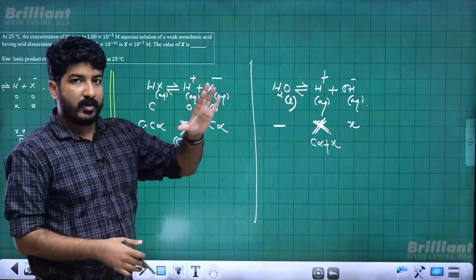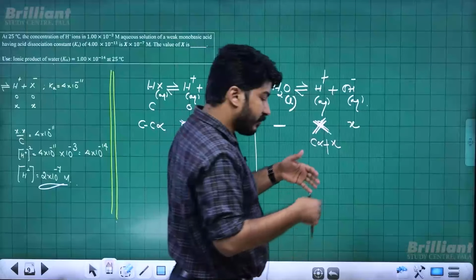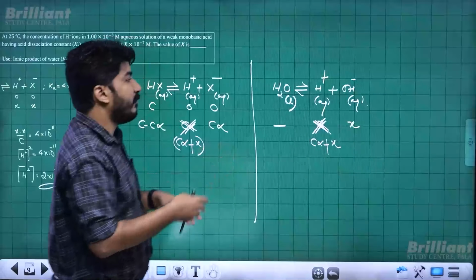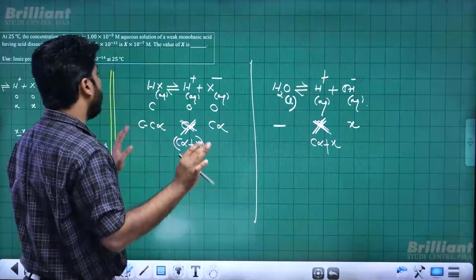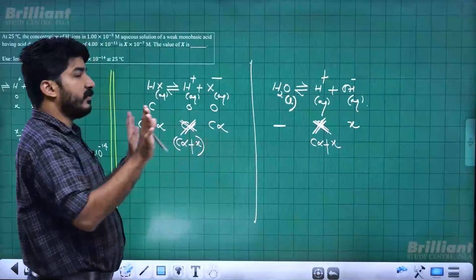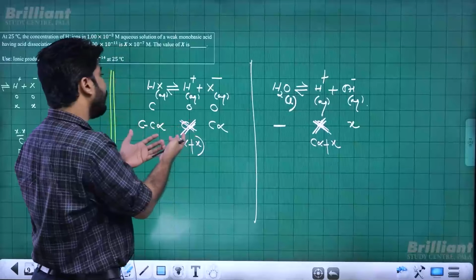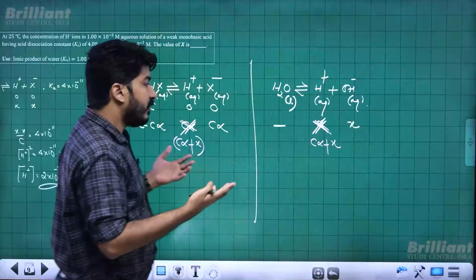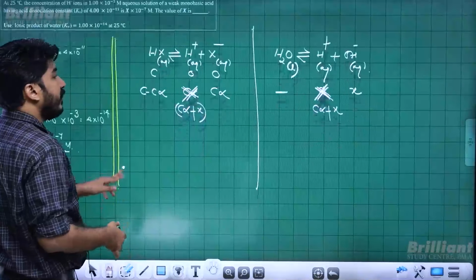If we assume both are acidic, HX is an acid and H2O, let's assume this is a weak acid. It's a weak acid as well as a weak base, because it donates H plus as well as OH minus, therefore it's amphoteric. So both are weak electrolytes, let's consider that way. Then H plus obtained from this dissociation plus H plus obtained from that dissociation is the effective concentration of H plus, and the logical value for that in this case.